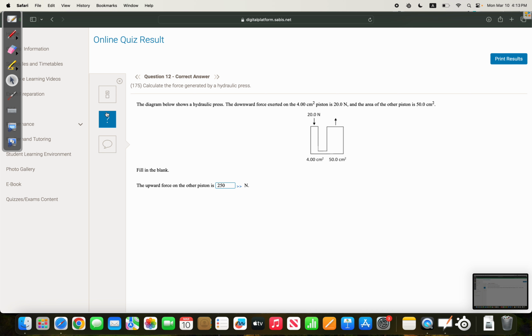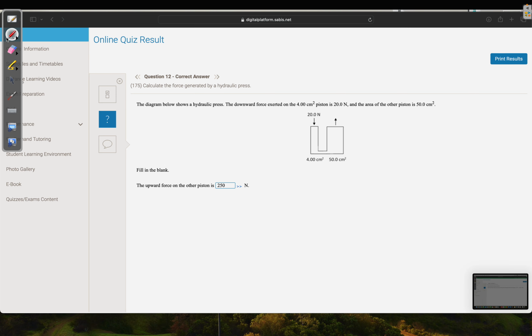The diagram below shows a hydraulic press. The downward force exerted on the 4 cm squared piston is 20 newtons, and the area of the other piston is 50 centimeters squared. For this question, there is a really easy way to solve it. We can just cross multiply.